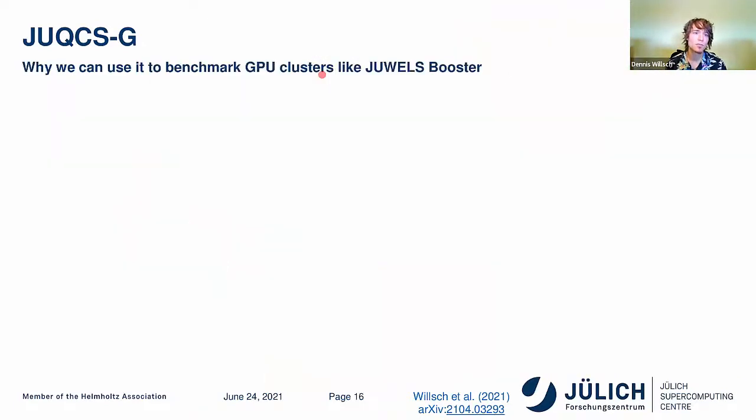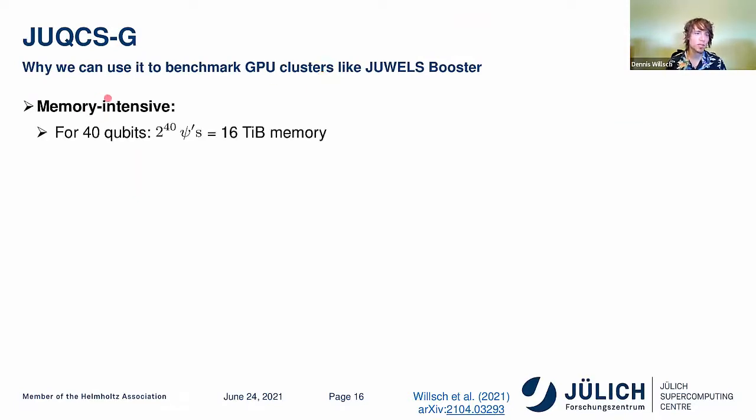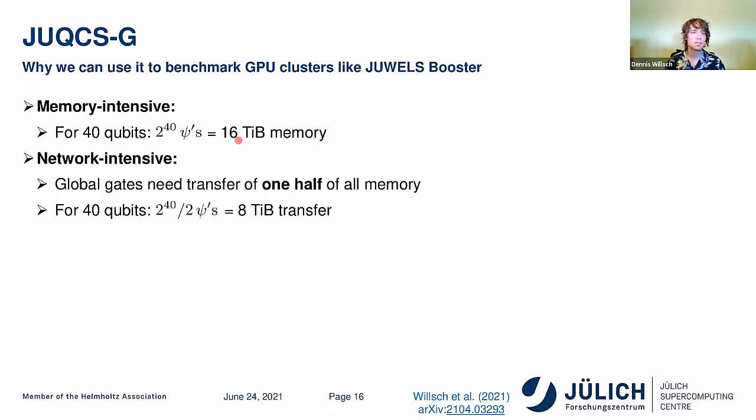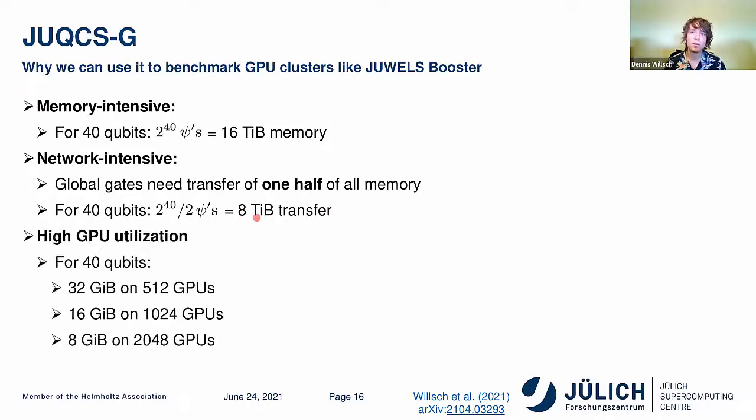So why can we use quantum computer simulators like JUQCS to benchmark these supercomputers? We've already seen that it's very memory intensive. So we fill up almost all the memory that exists in these supercomputers. So for the particular example we've discussed, 16 terabytes. Then these simulations are very network intensive because each global qubit gate needs a transfer of 1/2 of all the memory. So in this example here it would be 8 terabytes of memory transfer between the GPUs. And third, it has a very high GPU utilization.